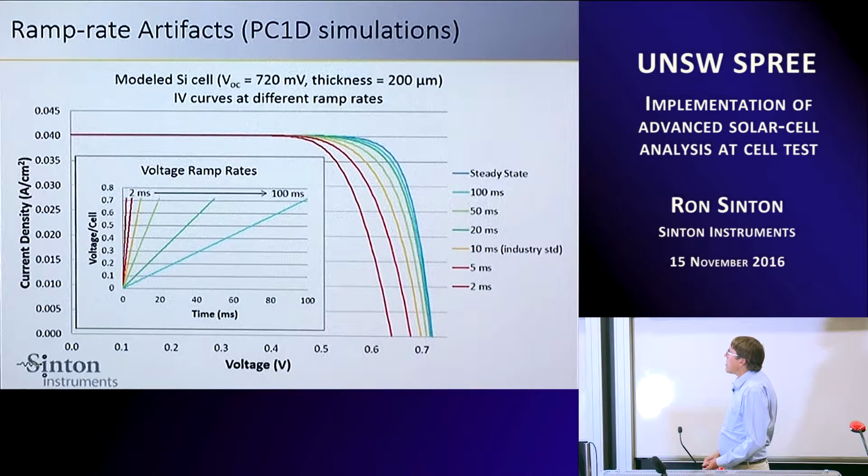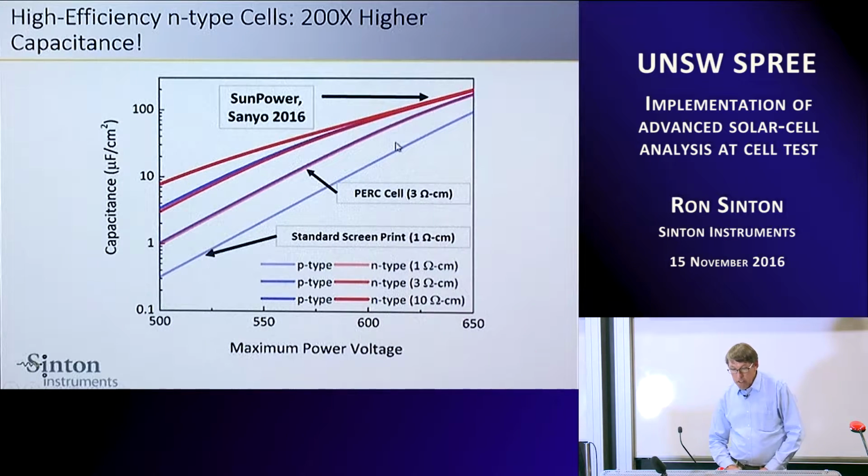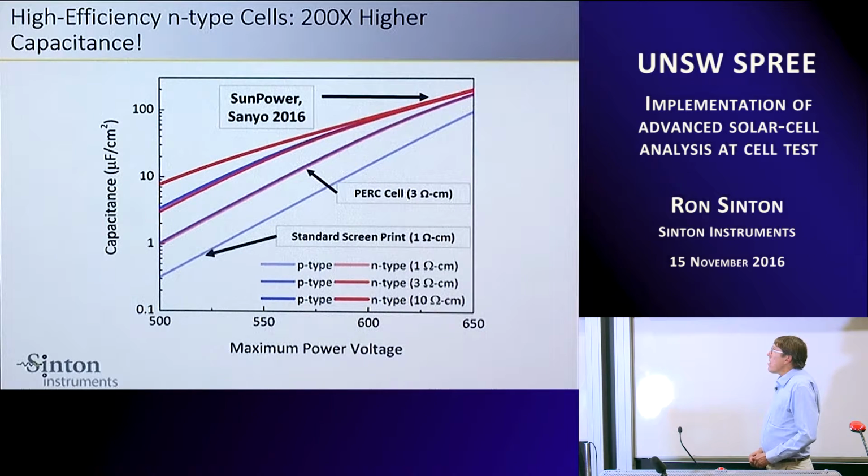This one that I modeled was a 720 millivolt N-type wafer, 200 microns thick, which was kind of industry standard when I did this graph. So you can see that even for a 100 millisecond pulse, you have a very significant error in reporting the maximum power. And the reason for this is that the new cells have very high capacitance. And it's not a small effect, it's a huge effect.